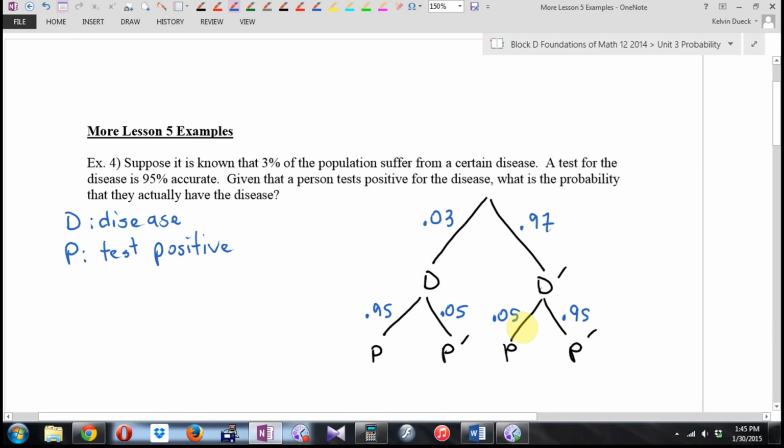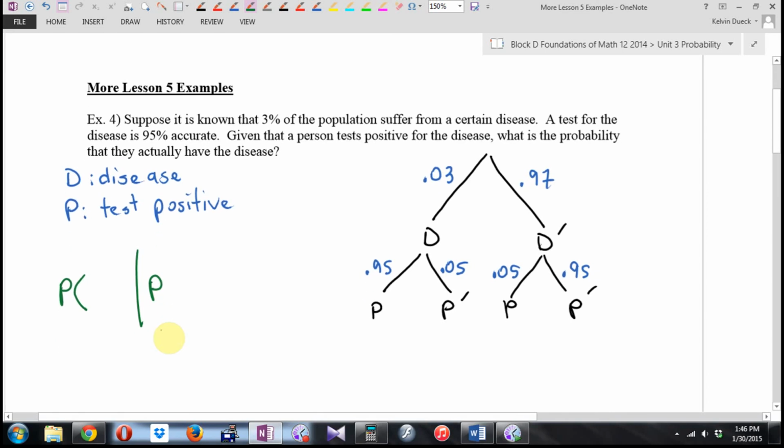Now, let's translate the second sentence. Matt, can you read to me the second sentence, please? There's my conditional. I want to find the probability, given what? Oh, given that. Keep going. Can you read it in a slightly louder voice? After the comma, what is the probability that they actually have it? Oh, that.